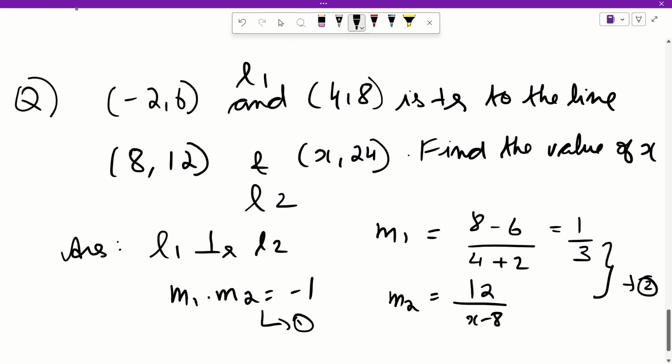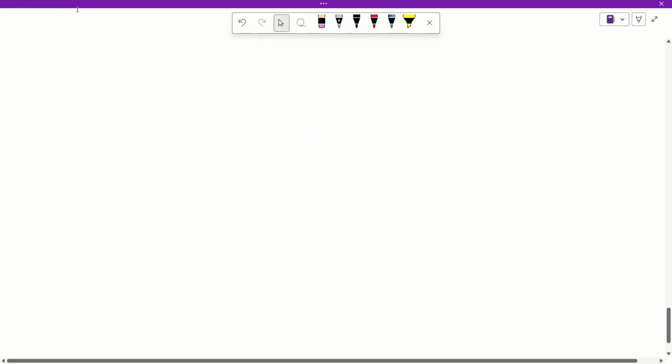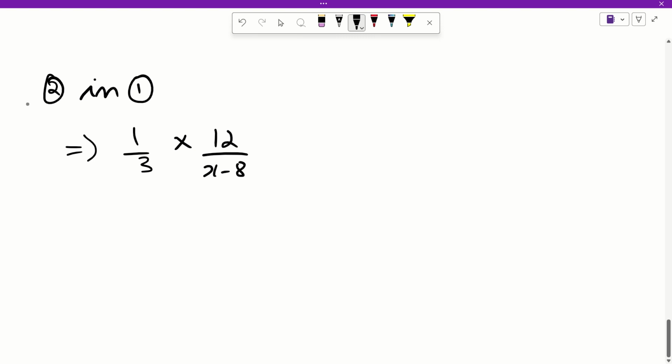So what I'm going to do is put the values of equation 2 in equation number 1. Just substitute 1 by 3 into 12 by (x minus 8) equal to minus 1. After further substitutions, you'll get the value of x as 4. I have already calculated before, that's why I have this symbol 3 into 4, 12, 4 by (x minus 8).